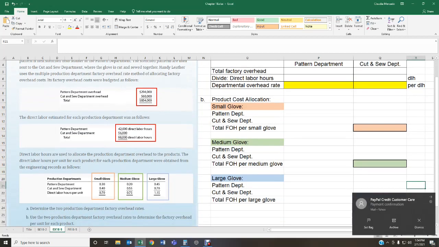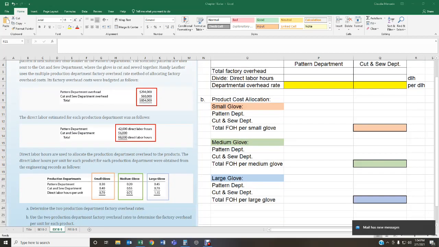For the pattern department, we have the small glove, the medium glove, and the large glove. In the pattern department, we spend 0.30 hours to generate a small glove, 0.20 hours for a medium glove, 0.45 hours for a large glove. In the cut and sew department, we have 0.40 hours for a small glove, 0.55 for a medium glove, and 0.70 for a large glove. So overall, the direct labor hours per unit to manufacture a small glove is 0.70 hours, 0.75 hours for a medium glove, and 1.15 hours for a large glove.